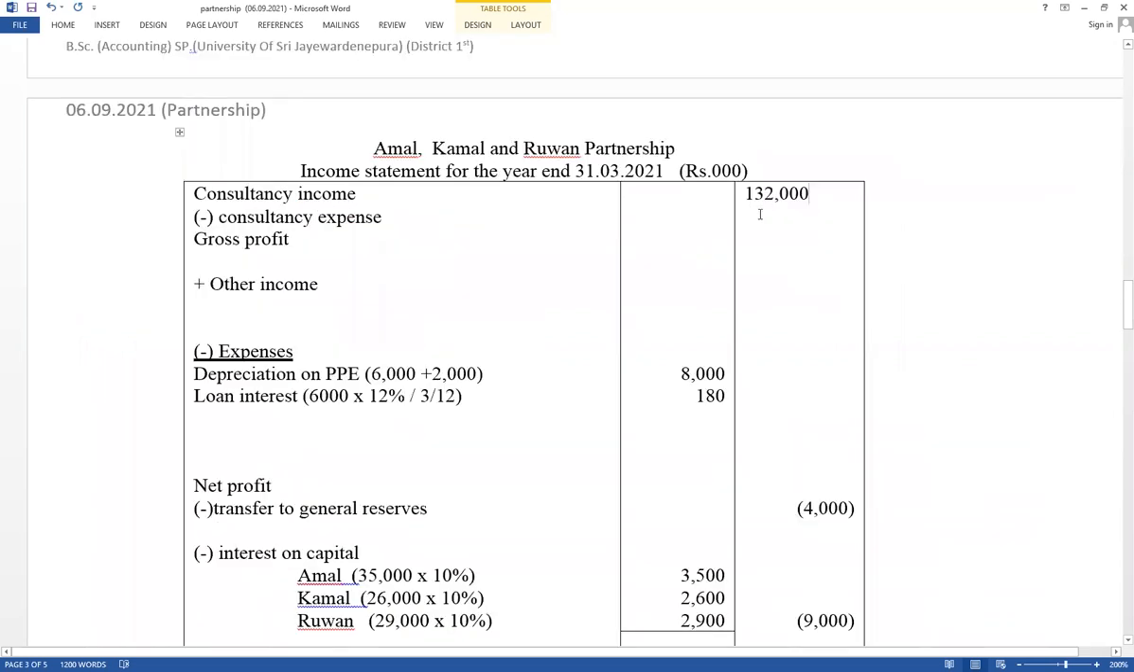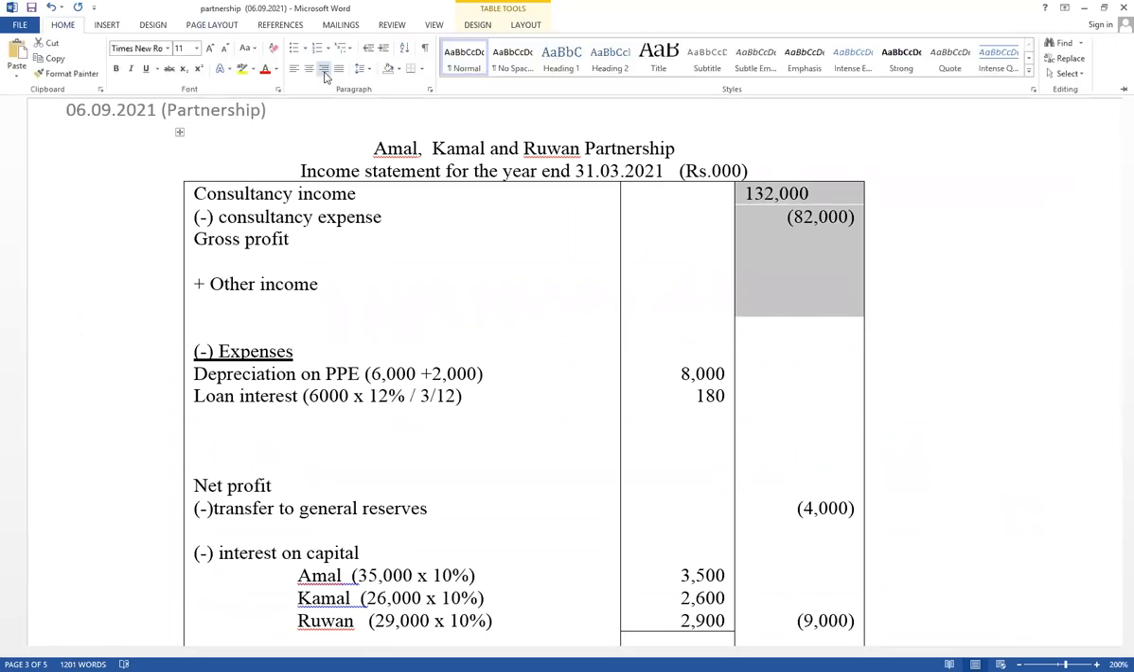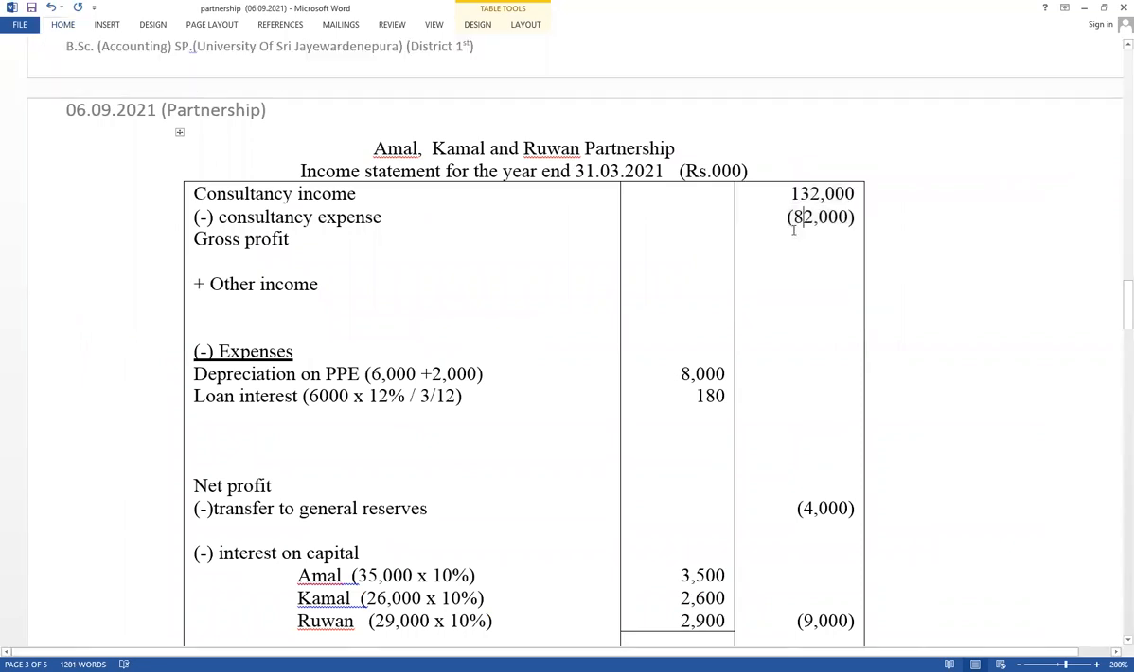Deduct consultants expense from consultants income. Income minus expense 82,000, then gross profit can be calculated. Consultants income minus consultants expense. Therefore, here the difference value is gross profit. Take the answer 132,000 minus 82,000. Therefore, gross profit equals 50,000. In a service business, this is how to calculate gross profit.